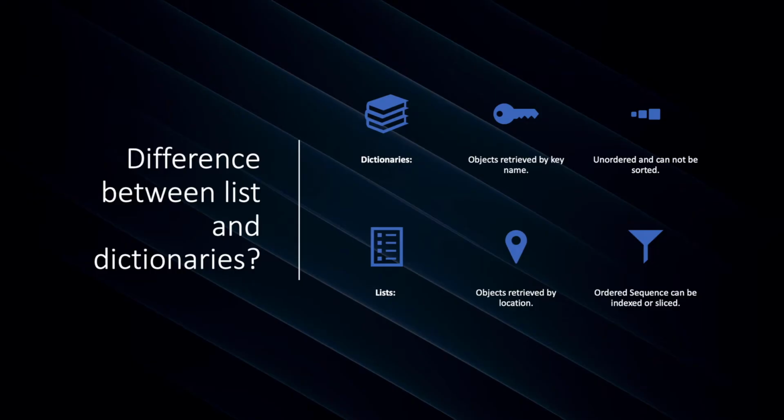What are the differences between a list and a dictionary? In dictionaries, objects are retrieved by key name and they are unordered, while in lists, objects are retrieved by location and order sequence, and can be indexed or sliced.